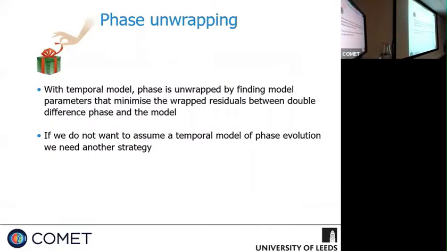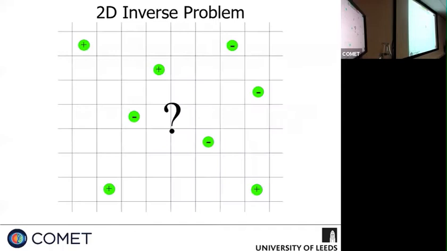Then we have to do phase unwrapping. You did phase unwrapping yesterday, I believe, in the single master timestamp. With the temporal model, the other PS methods, phase is unwrapped by essentially fitting the phase values to your deformation model. So you assume this linear deformation, and then you estimate your phase unwrapping in time based on that. But that's a problem if we want to get away from assuming this deformation model. If we estimate our model, our results are always going to follow this model, and that's something we ideally don't want. So we need another strategy.